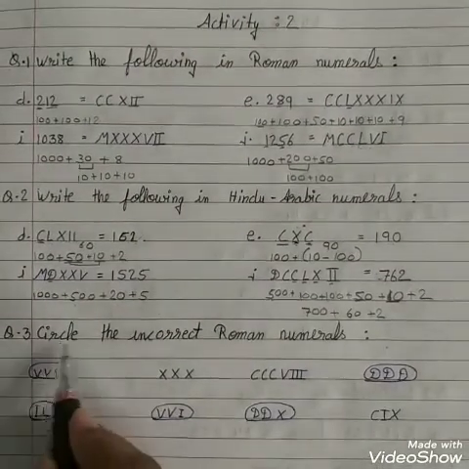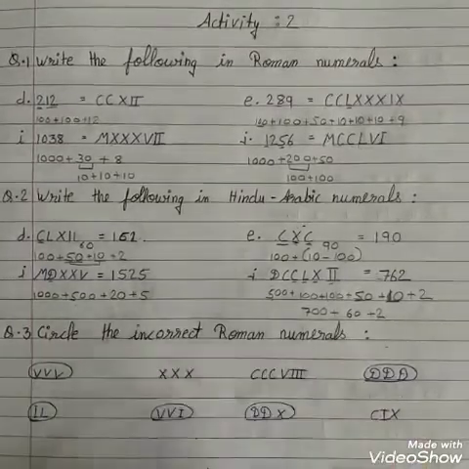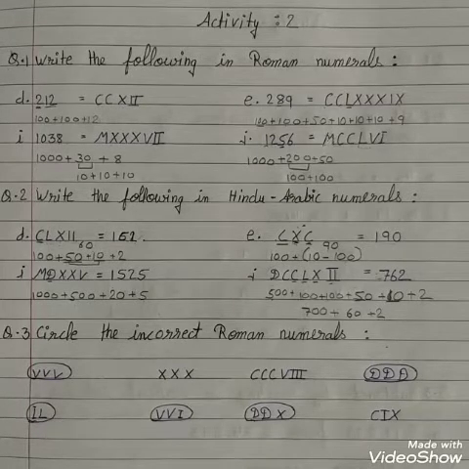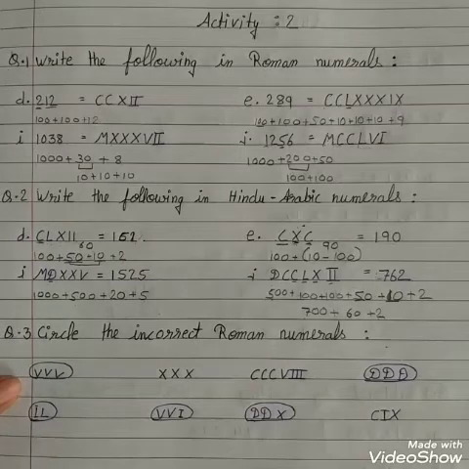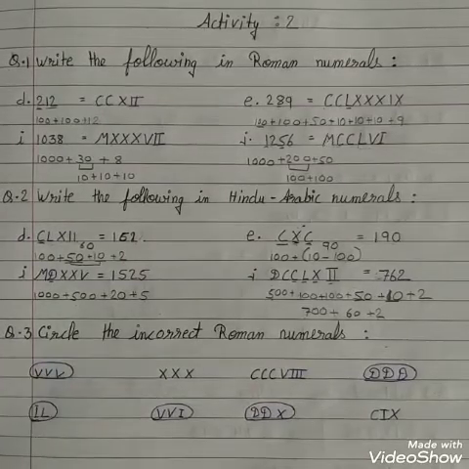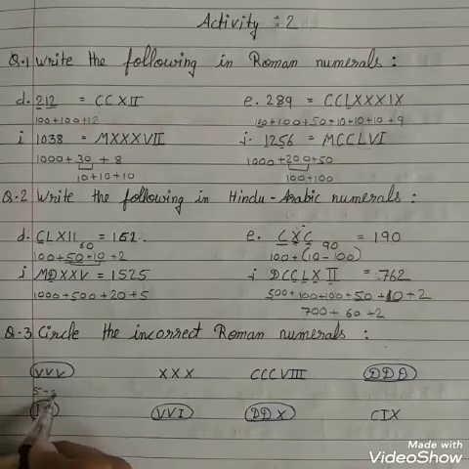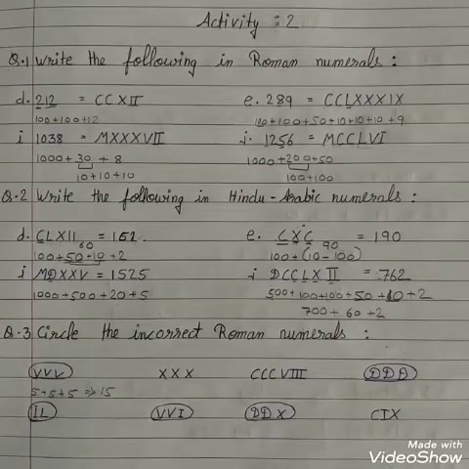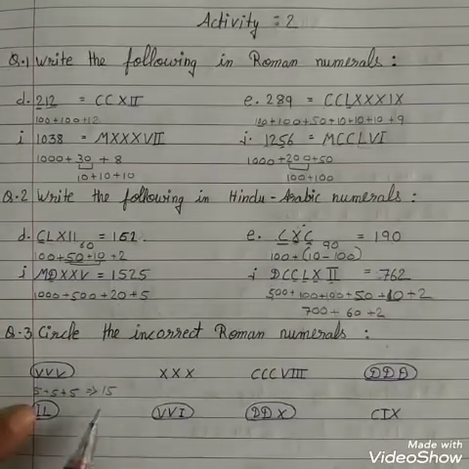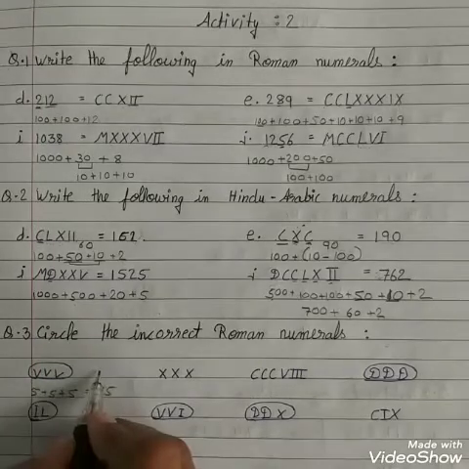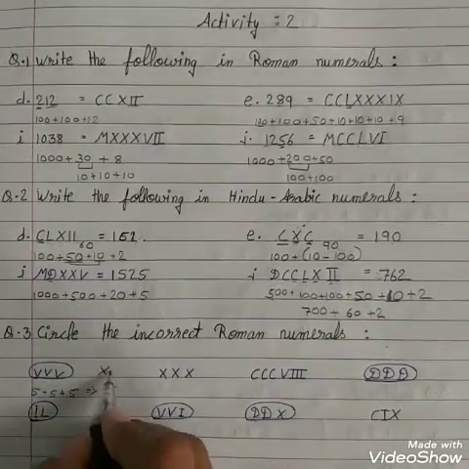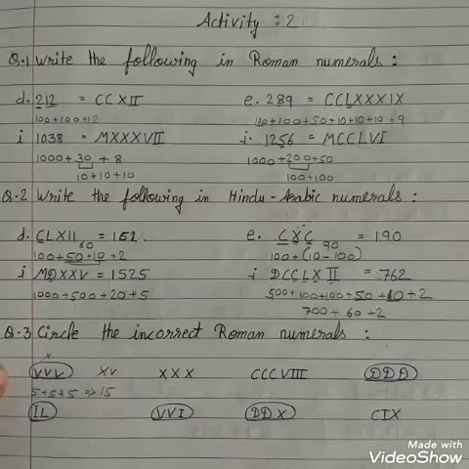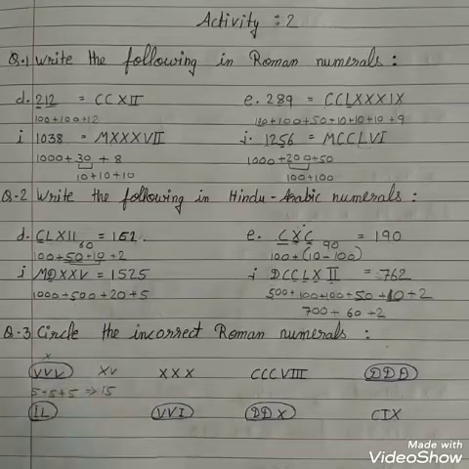Now come on question number 3. Okay students. Circle the incorrect Roman numerals. That means we have to find out the incorrect Roman numerals. First we have VVV. We don't have any value for VVV. V means 5. If we write 5 and 5, that means 15. How do we write 15 in Roman numerals? Yes, we can write 10 and 5. This is our 15, not this. We don't have any meaning of this. So this is incorrect.